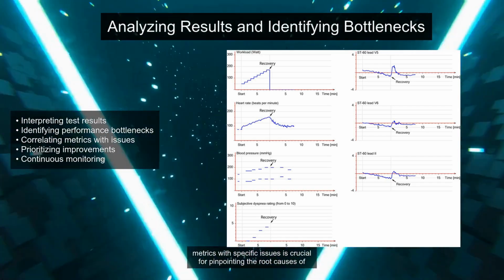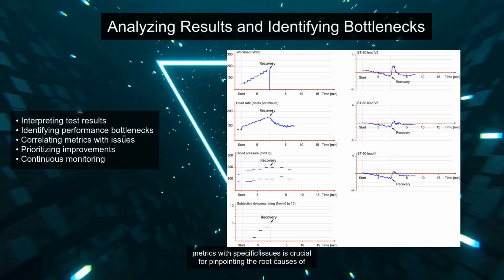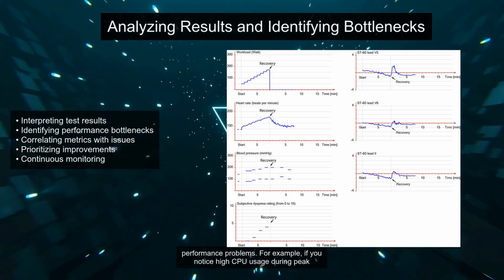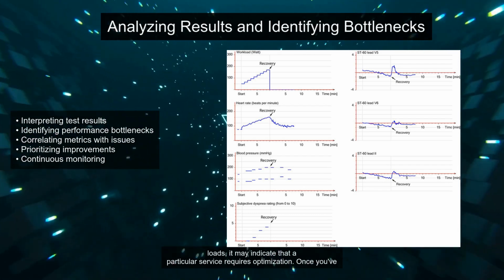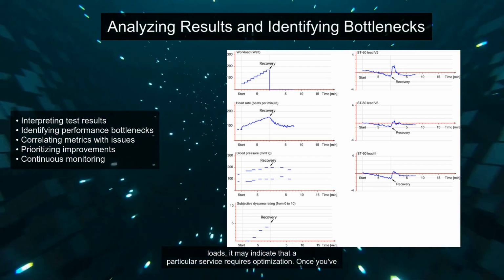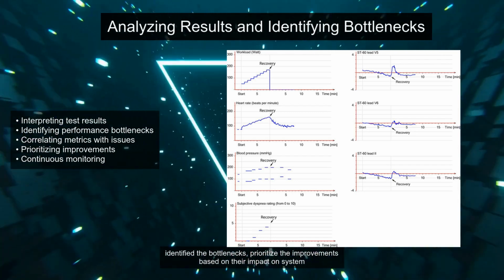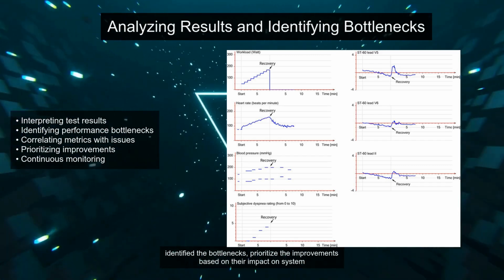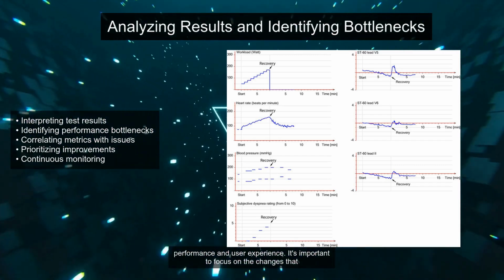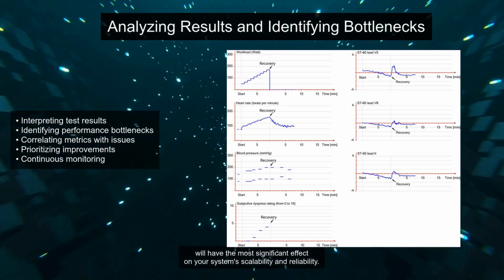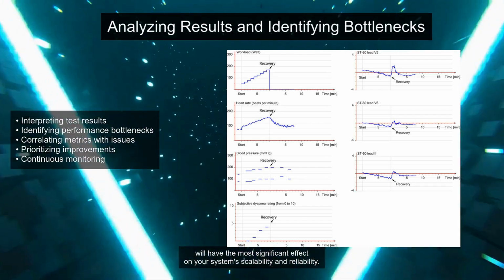Correlating metrics with specific issues is crucial for pinpointing the root causes of performance problems. For example, if you notice high CPU usage during peak loads, it may indicate that a particular service requires optimization. Once you've identified the bottlenecks, prioritize the improvements based on their impact on system performance and user experience. It's important to focus on the changes that will have the most significant effect on your system's scalability and reliability.